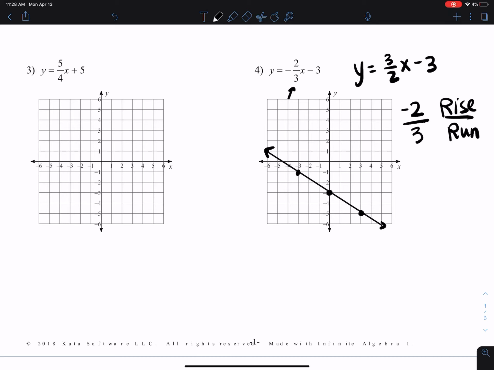And then the other line, we have 3/2 x minus 3. So we have 3 over 2. That's our rise over run. So I'm going to go up 3 and over 2 like this, or we can go down 3 and left 2. And that gives us our other line. And that forms a 90-degree angle. And that's how you do that homework.